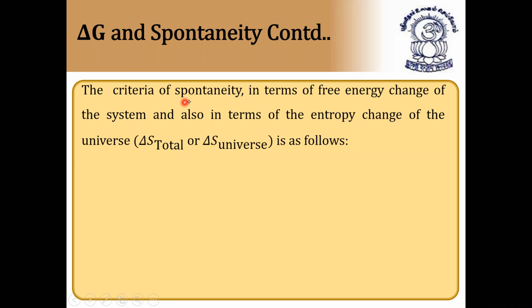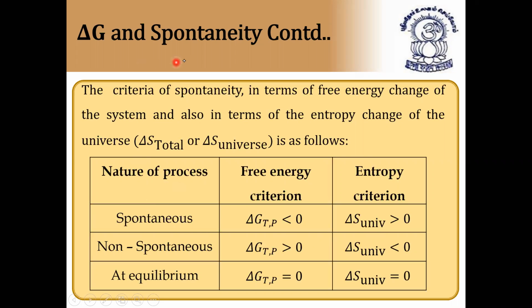These points you write in your classwork. So the criteria of spontaneity in terms of free energy change of the system and also in terms of the entropy change of the universe are as follows. Very, very important, this table. From this table, definitely they'll ask one question, so please note down this table. Nature of process, spontaneous: free energy criterion, delta G should be less than zero, and entropy criterion, delta S should be greater than zero. Non-spontaneous: delta G greater than zero, delta S less than zero. At equilibrium, both will be equal to zero.